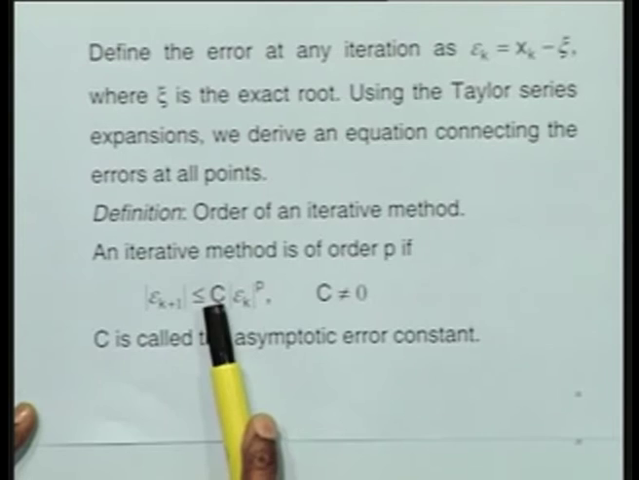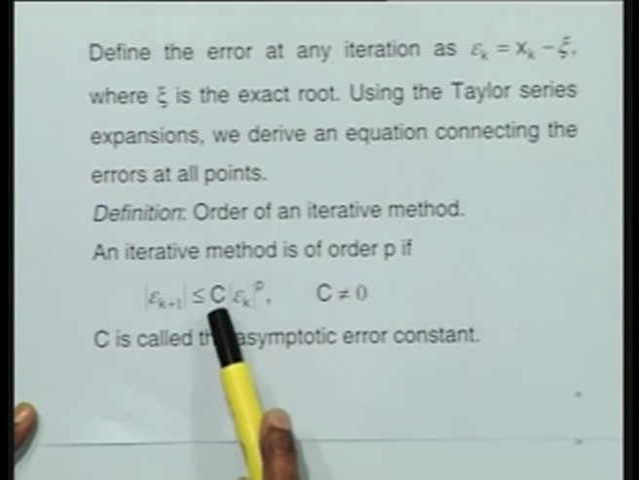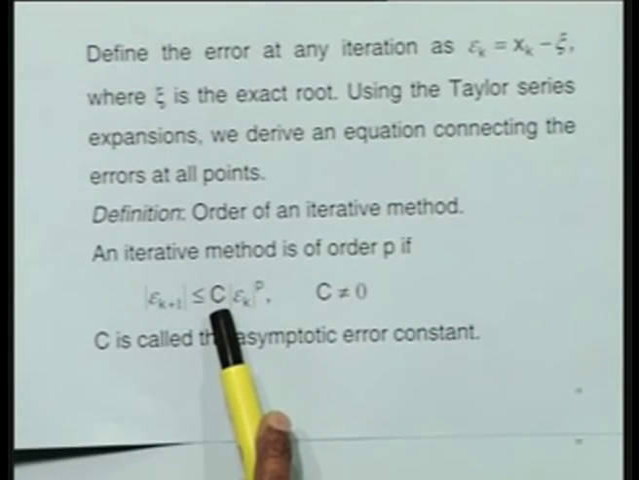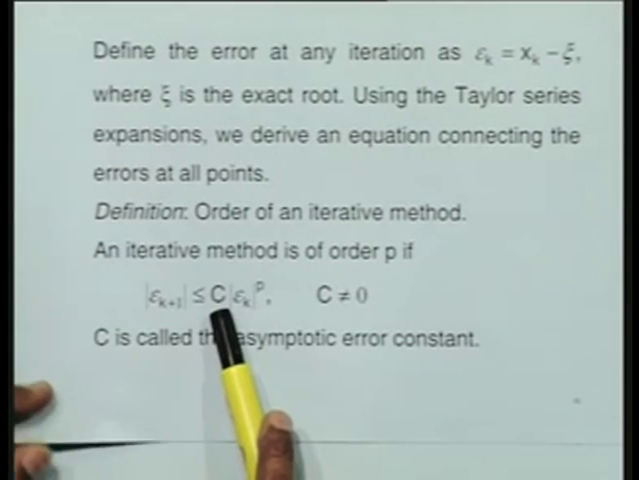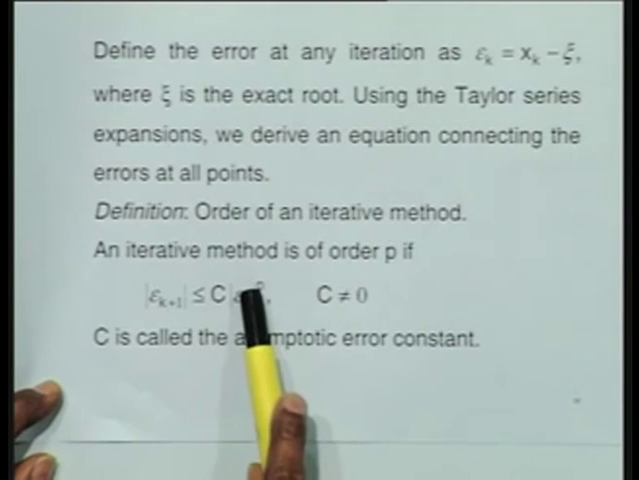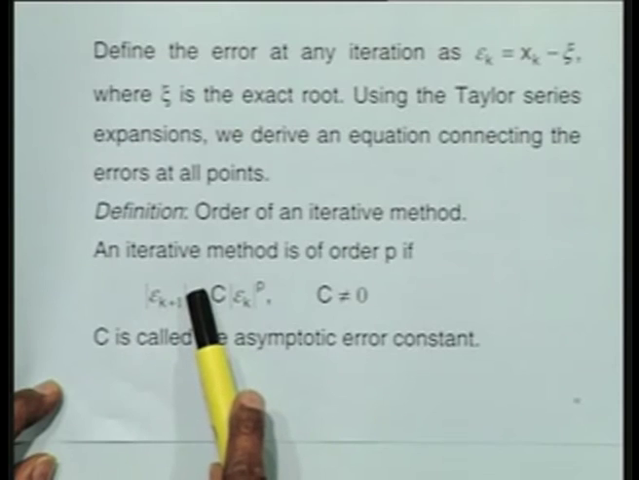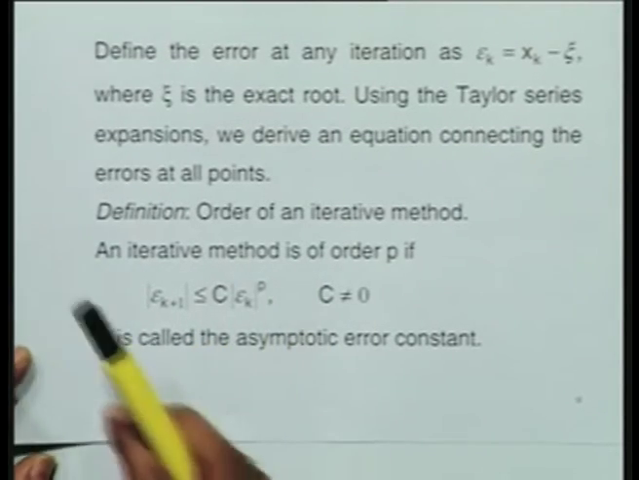We will see that when you write down the Taylor expansions, we will get the value of c also. Depending on the value of c, we can make a few comments as to when the method may possibly fail. If c also grows and goes to infinity, then even though you are multiplying by a very small quantity by a very large quantity, the method can still diverge or it may converge very slowly. Now let us see how we get this one.